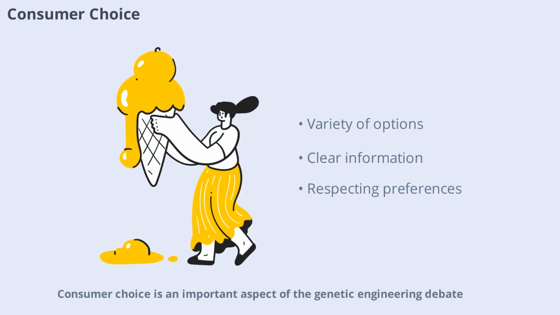Consumer choice is an important aspect of the genetic engineering debate. People have different preferences and values when it comes to food. Providing clear information and a variety of options allows consumers to make choices that align with their beliefs and needs. Respecting consumer choice helps build trust in new technologies.